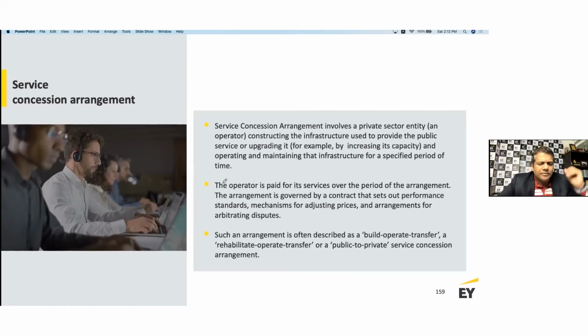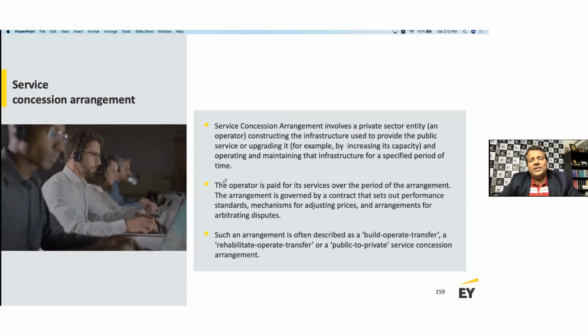Recently there were a lot of these airport auctions, and they're all for 50 years. Most of the toll plazas we see are for 20 years, rights which are given to the operator by the government. The operator is paid for its services over the period of the arrangement. The arrangement is governed by a contract that sets out the performance standard, the mechanism for adjusting prices, and arrangements for, of course, arbitration of disputes. And we have disputes like crazy. But anyway, that's not the thing we are trying to learn here.